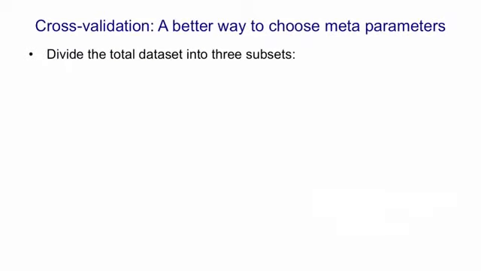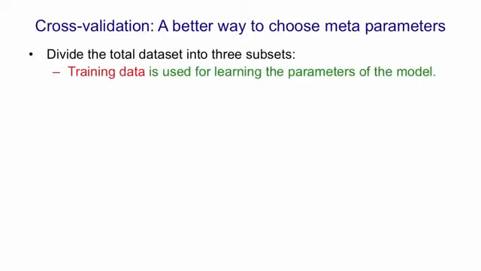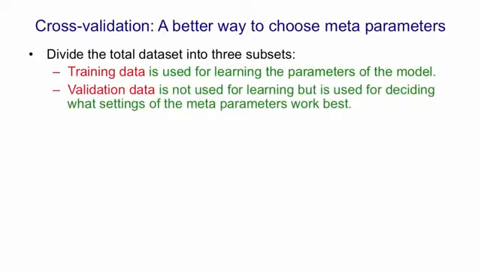So here's a better way to choose the metaparameters. You start by dividing the total data set into 3 subsets. You have the training data, which is what you're going to use to train your model. You hold back some validation data, which isn't going to be used for training, but is going to be used for deciding how to set the metaparameters. In other words, you're going to look at how well the model does on the validation data to decide what's an appropriate number of hidden units, or an appropriate size of weight penalty.